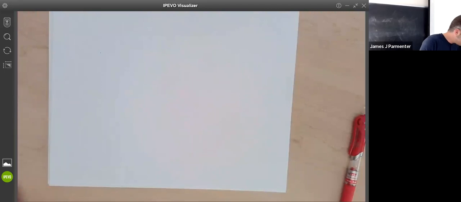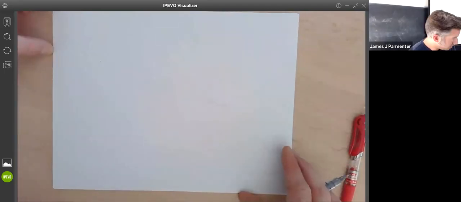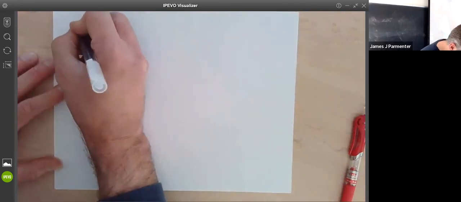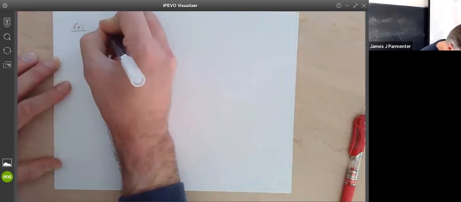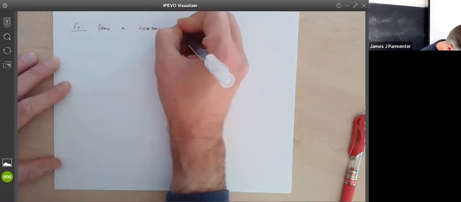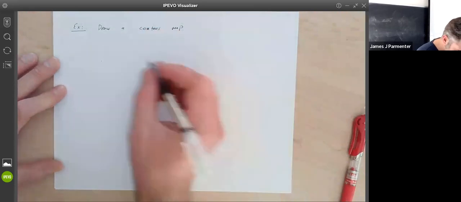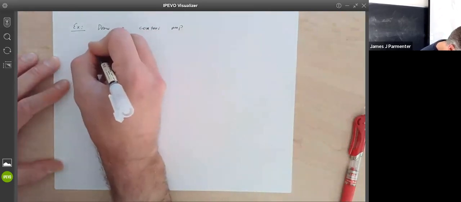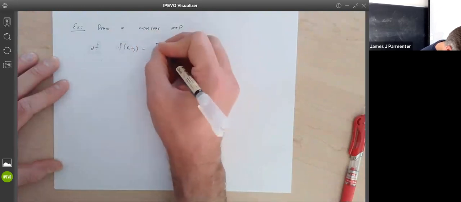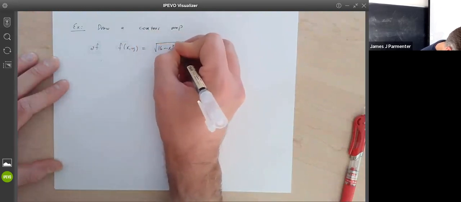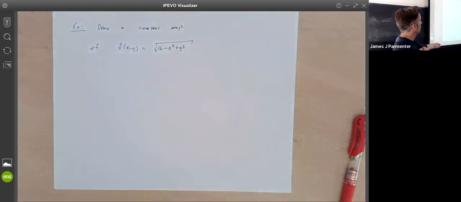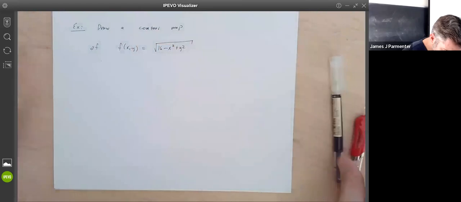Yeah, let me make it. Let's see. Yeah, let's look at this. So let's say we want to draw a contour map. I'm going to make it a little bit different, of f of x, y equal to the square root of 16 minus x squared plus y squared. So what is a level curve?